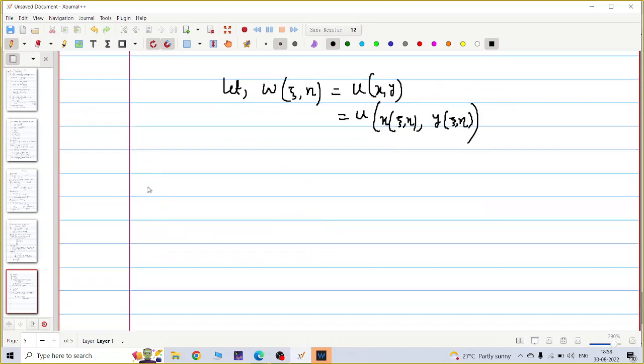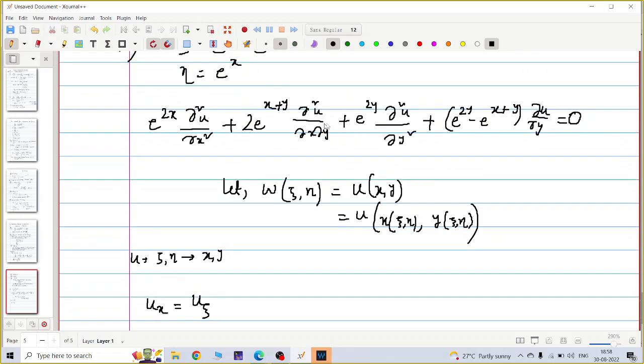So what is u_x? Tell me. u is a function of xi and eta. Write in terms of u first so that it will be easy for you. Then I can replace u by w at last. That will be good because the equation is in terms of u only: u_xx, u_xy, u_yy.